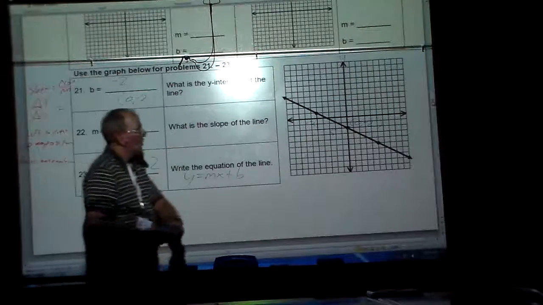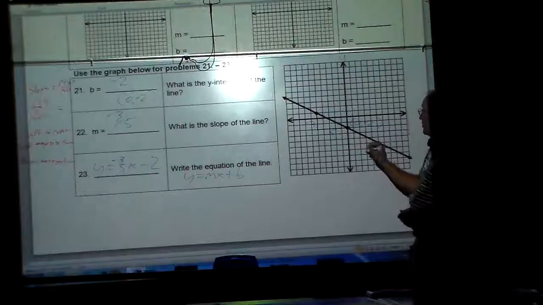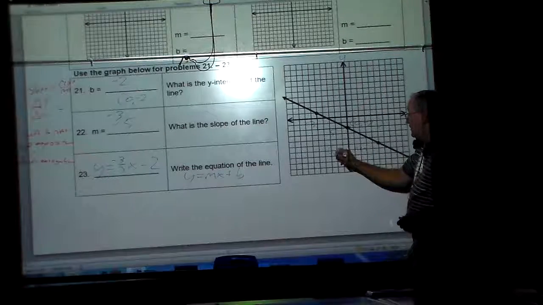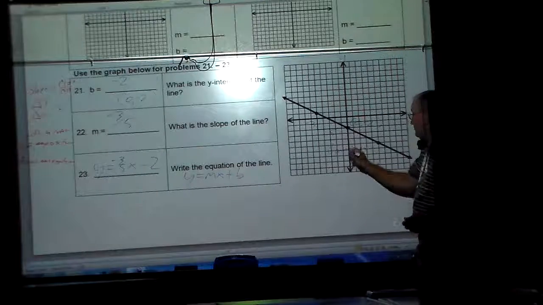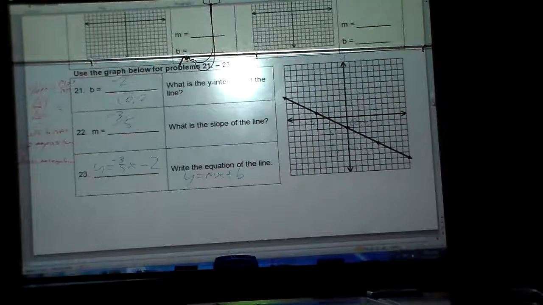That's it. It's the y-intercept, and the slope was down 3/5. And I did know this was a negative slope because as I read from left to right, it is going down. All right. So I think I have a couple more of these here just as a quick review.